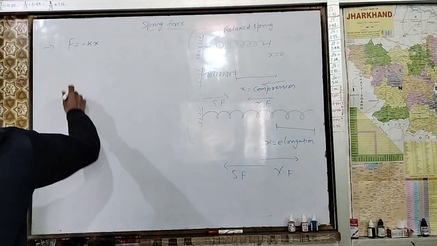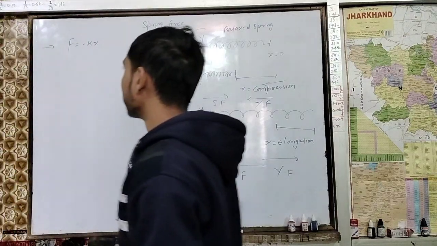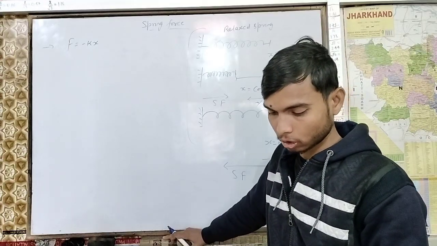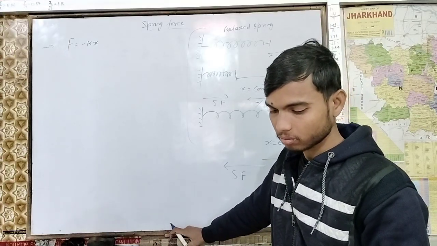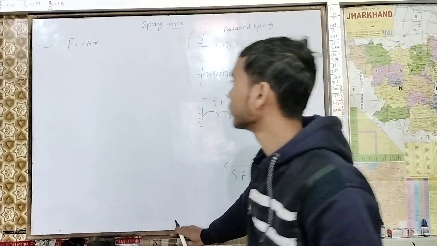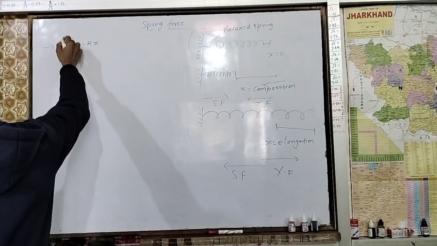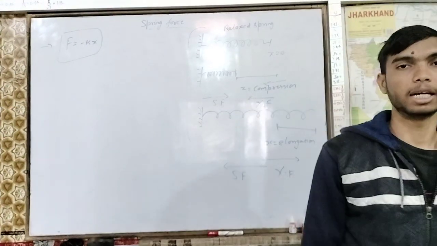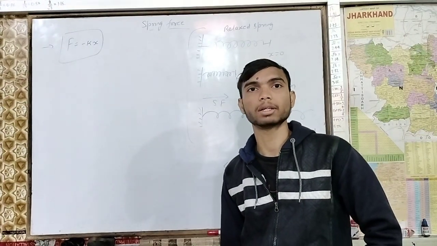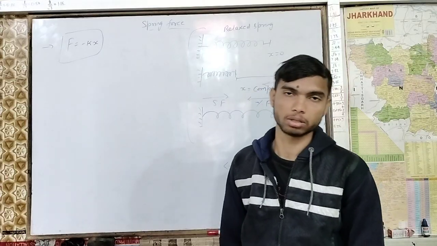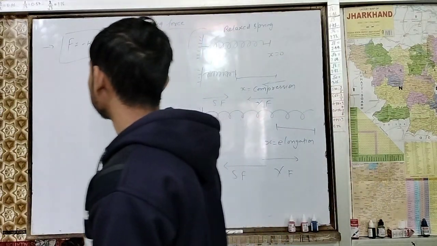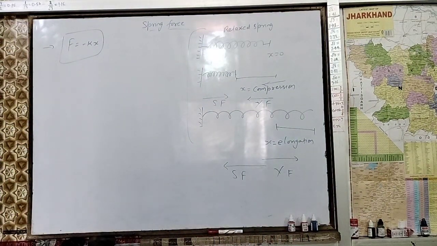Its unit is what? Newton per meter. Dimension, you know. So our formula would be what? The spring force will be equal to minus kx, where k is the spring constant. It will depend on the material, what kind of material it is. And x is the displacement. Clear?